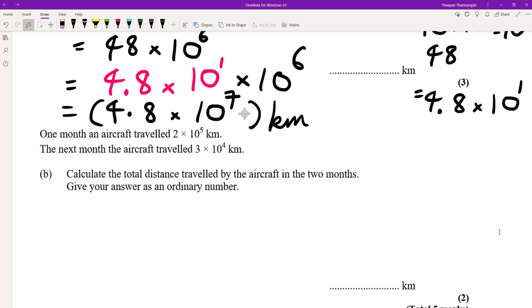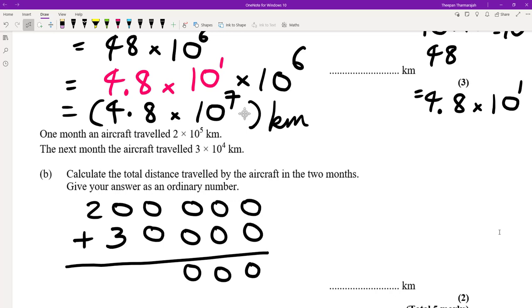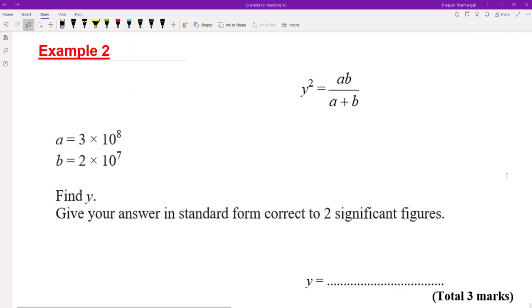So what we're going to do for a question like this is to write out what this is as an ordinary number. So 2 times 10 to the power of 5 is basically 2 and 5 zeros. So we get 200,000. And then we're going to have 4 zeros and a 3. So if I was to add these up, I will get a 0, a 0, a 0, a 0, a 3, and a 2. So I get 230,000.